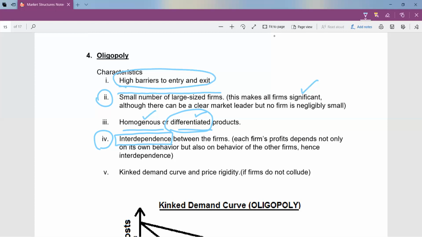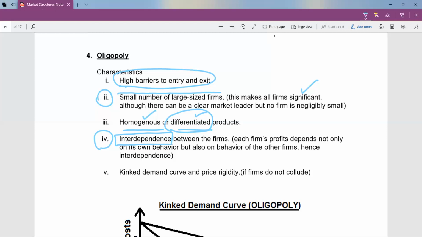Similarly, if one of the airlines decides to slash its fares by 40%, all the airlines in the industry will see a reduction in their profits because they will lose their customers. In order to retain their customers, all of them will have to reduce their prices. So an action of a single firm resulted in reduced profits for all the firms. This is what we call interdependence.